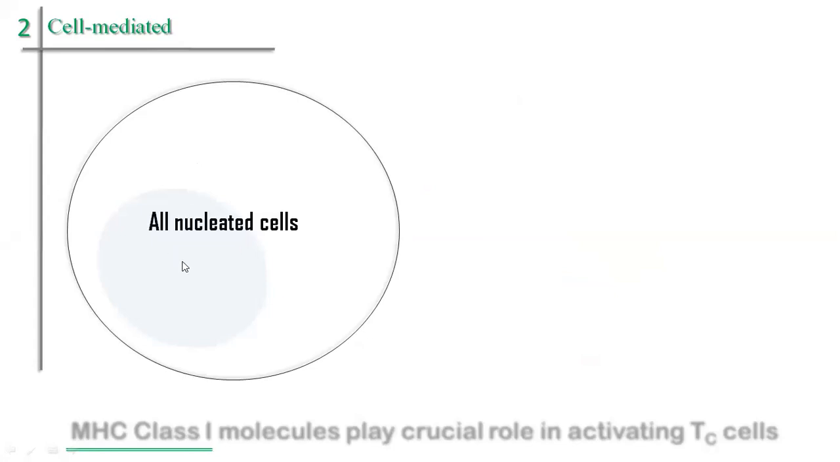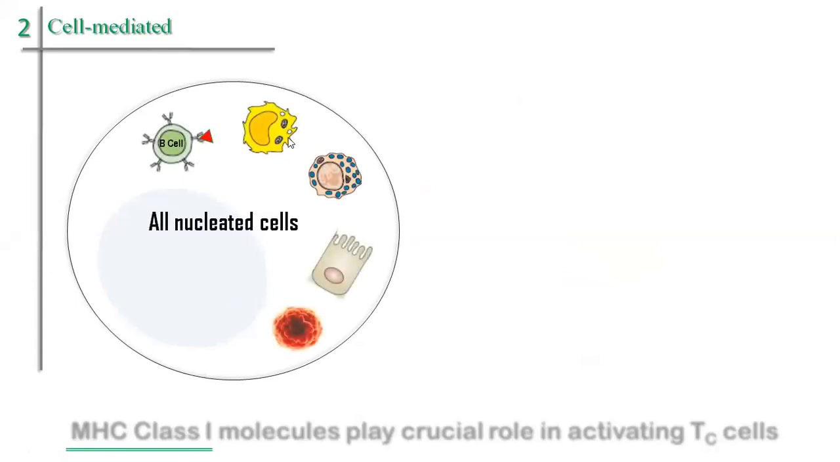Let us say all nucleated cells, you take any nucleated cells except RBC. They can be, for example, B cells or macrophages or granulocytes or any epithelial cells and even the different cells. Once these cells are infected with virus or pathogen, or they become diseased, like a normal cell becoming cancerous, or aged, what they do is express another type of MHC molecule called the MHC class 1 molecule.